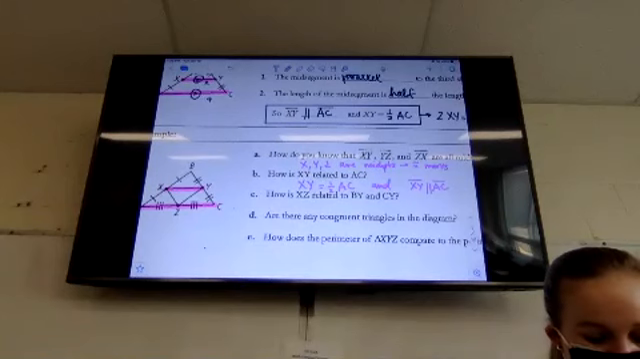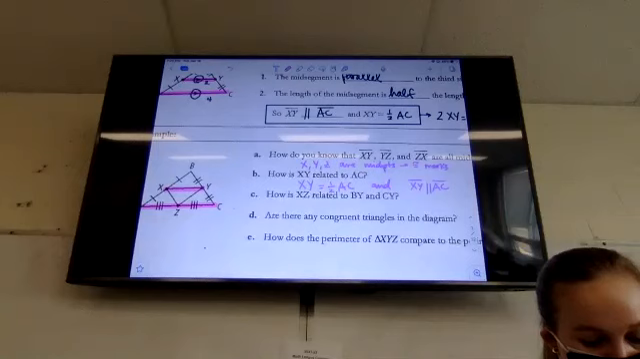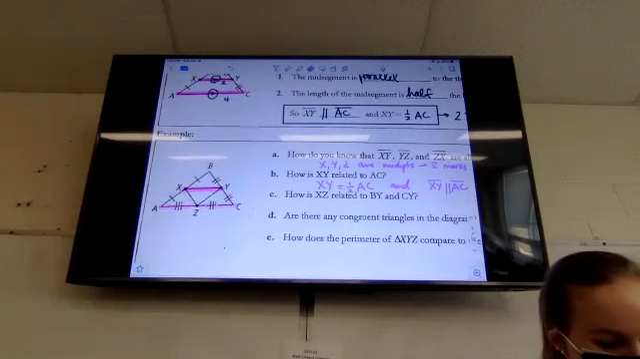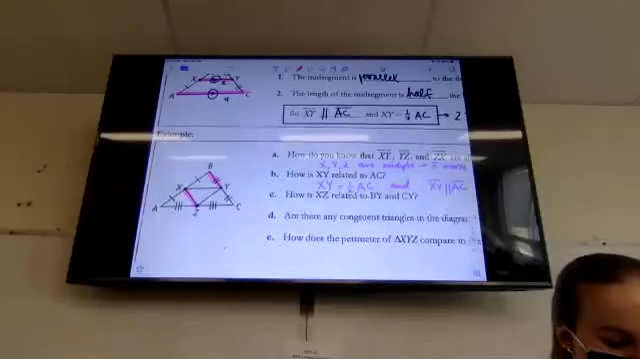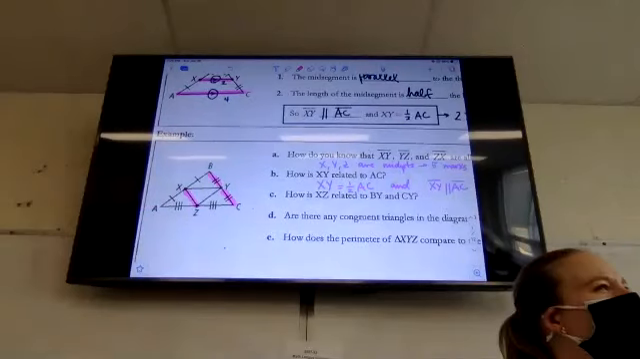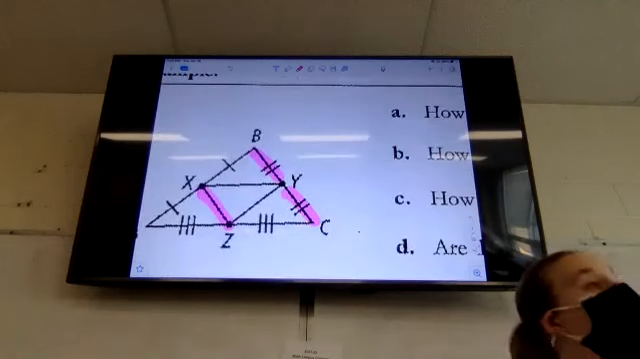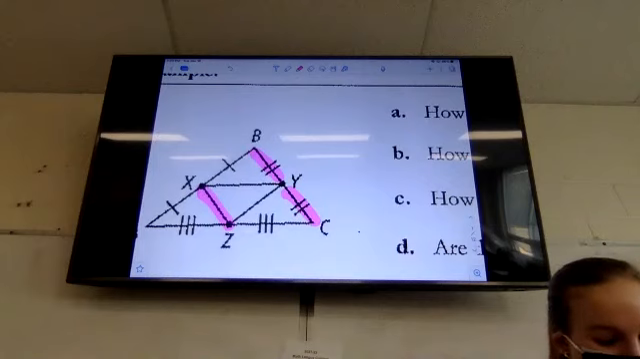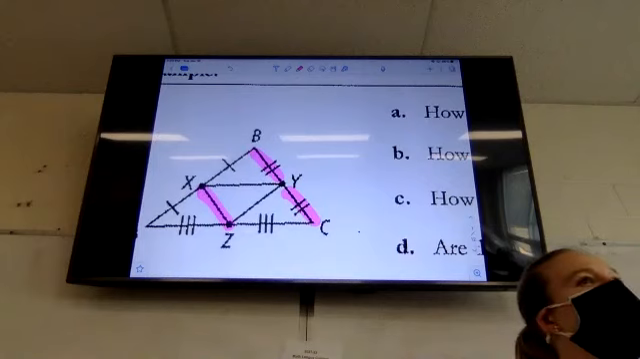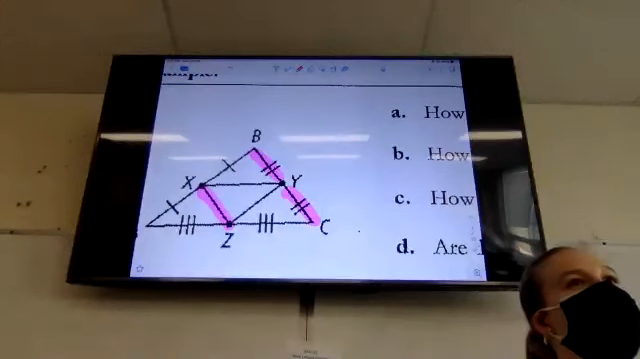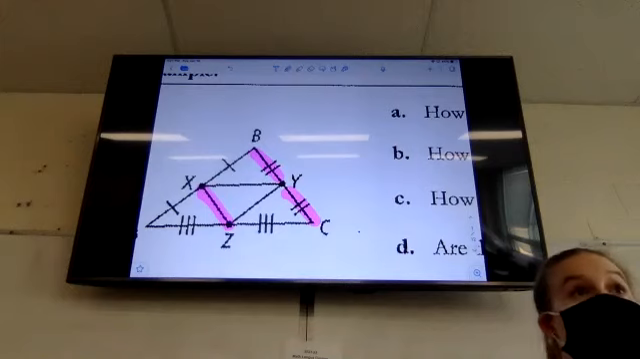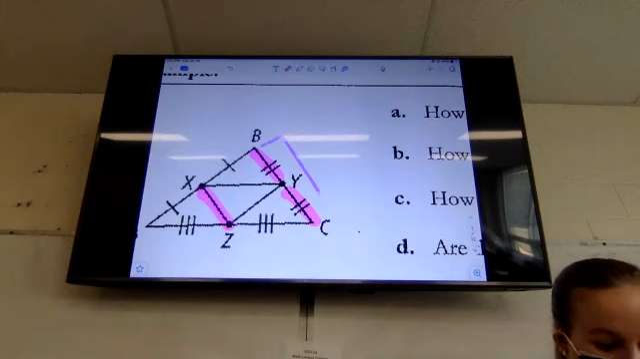Okay. Now it says, how is XZ related to BY and CY? Let's look at those. How is XZ related to BY and CY? First, tell me, how are BY and CY related? They're equal segments. They're congruent segments, good. And then what about XZ? It's half of the. Good. Catherine says it's half of BC.